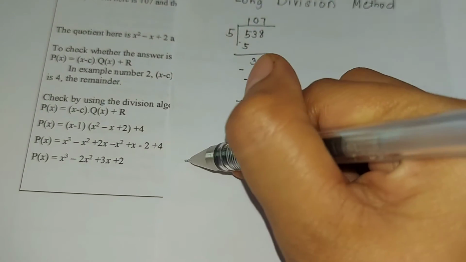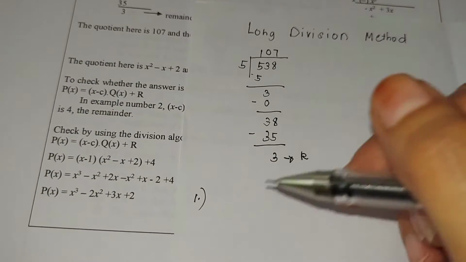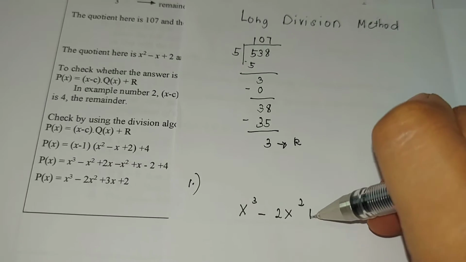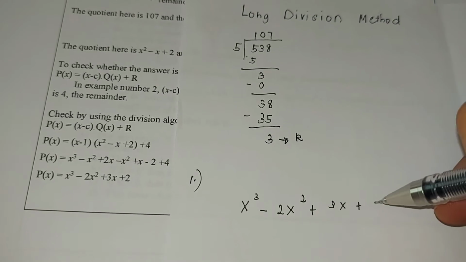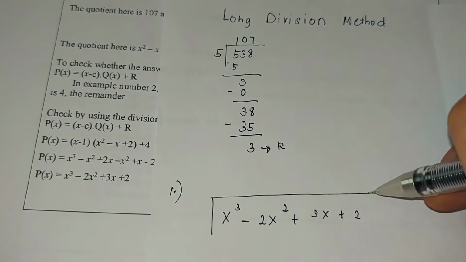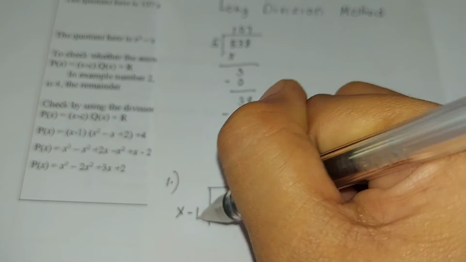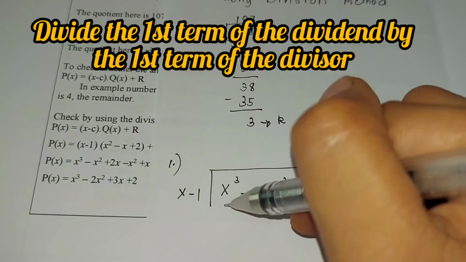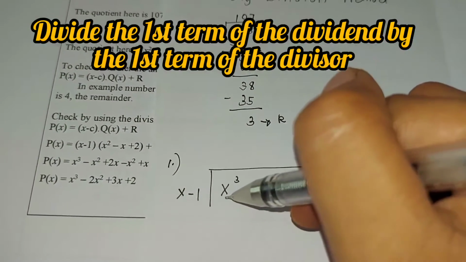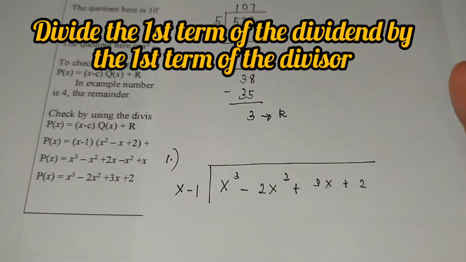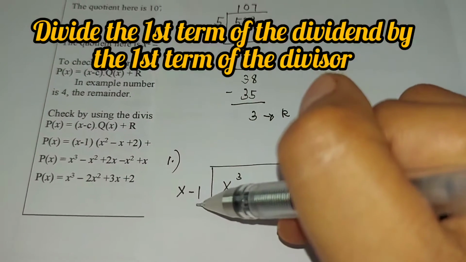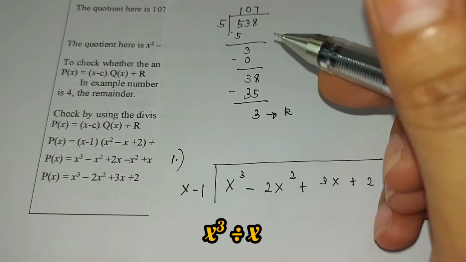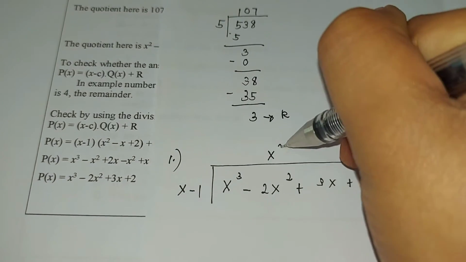Okay, let's have our first example for division of polynomials. x cubed minus 2x squared plus 3x plus 2, divided by x minus 1. You start with the first term, x cubed. But what you divide by is the first term only of the divisor, even though the divisor is x minus 1. So that would be x cubed divided by x. The result is x squared.